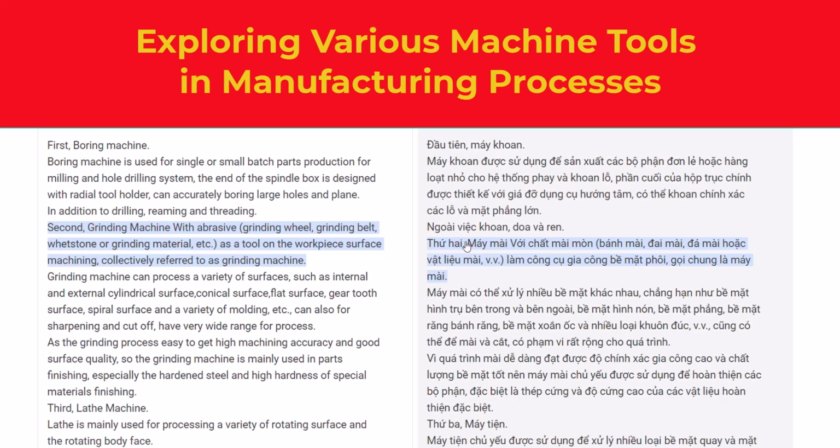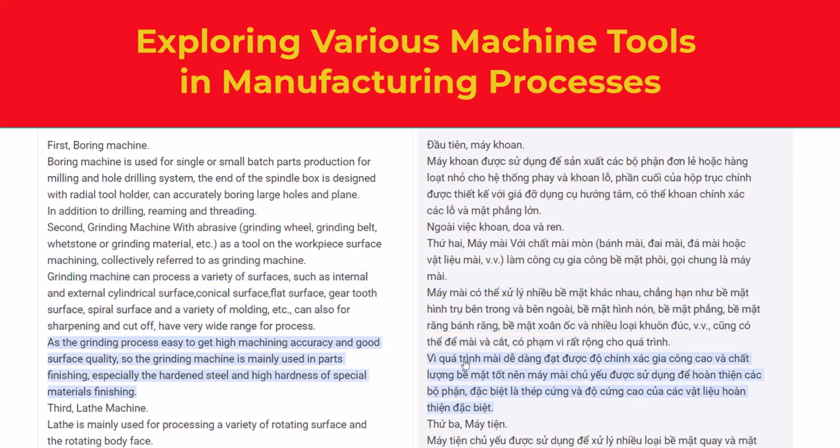Second, grinding machine. Machines that use abrasives, such as a grinding wheel, grinding belt, whetstone or grinding material, as a tool for surface machining of the workpiece are collectively referred to as grinding machines. A grinding machine can process a variety of surfaces, such as internal and external cylindrical surfaces, conical surfaces, flat surfaces, gear tooth surfaces, spiral surfaces and a variety of moldings. It can also be used for sharpening and cutting off, so it has a very wide range of processing.